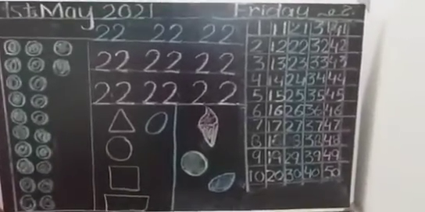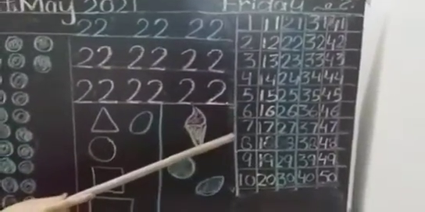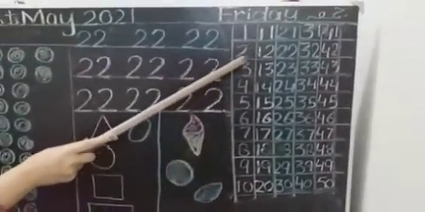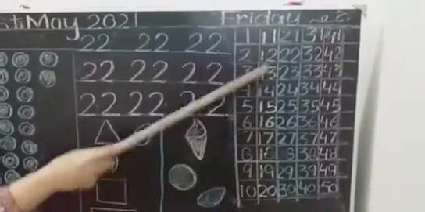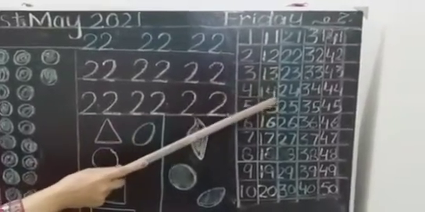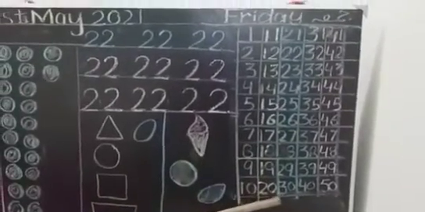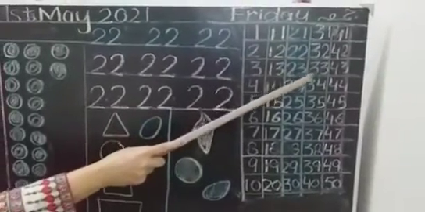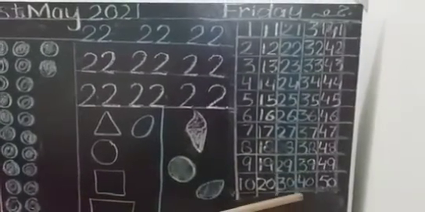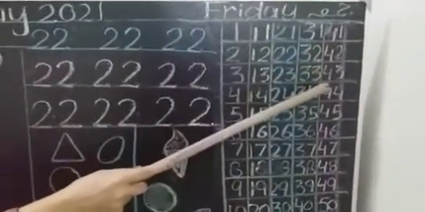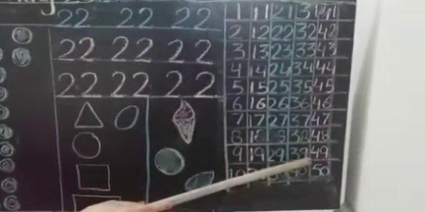Okay, my dear students, now repeat the counting with me. 1, 2, 3, 4, 5, 6, 7, 8, 9, 10, 11, 12, 13, 14, 15, 16, 17, 18, 19, 20, 21, 22, 23, 24, 25, 26, 27, 28, 29, 30, 31, 32, 33, 34, 35, 36, 37, 38, 39, 40, 41, 42, 43, 44, 45, 46, 47, 48, 49, 50.